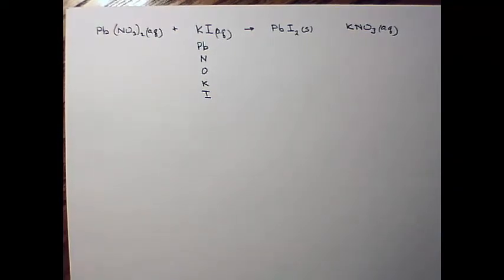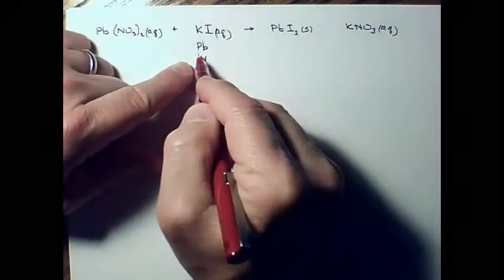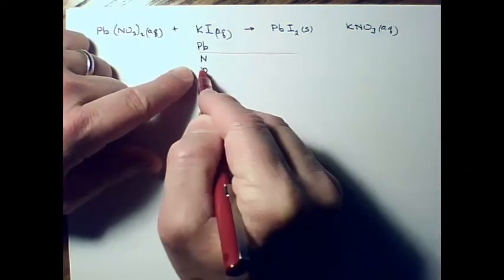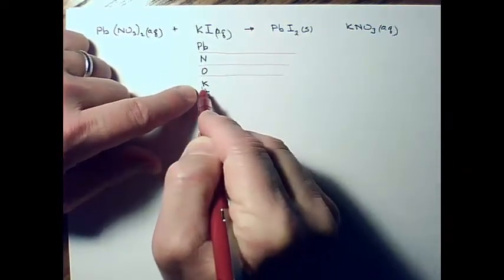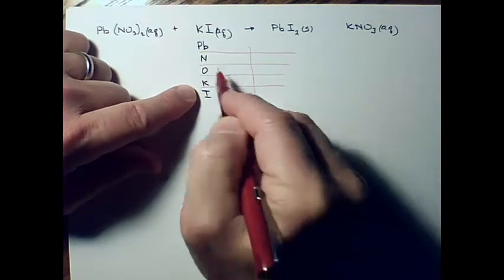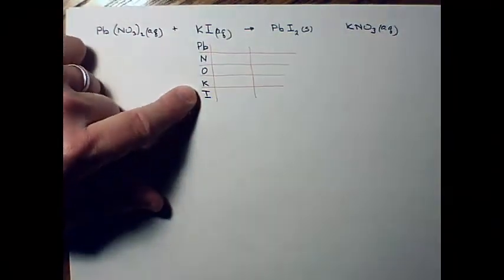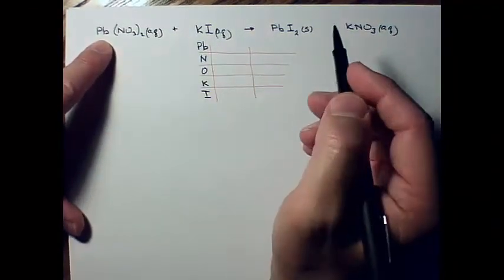One of the things that I've told you before is always save oxygen for last when you're balancing equations. That doesn't mean you have to list it last. It simply means that you are going to balance it last. First, we're going to count all the elements we have.